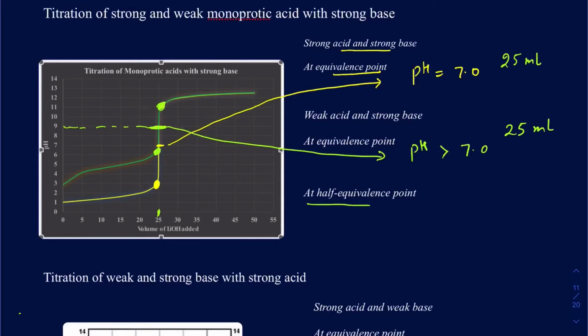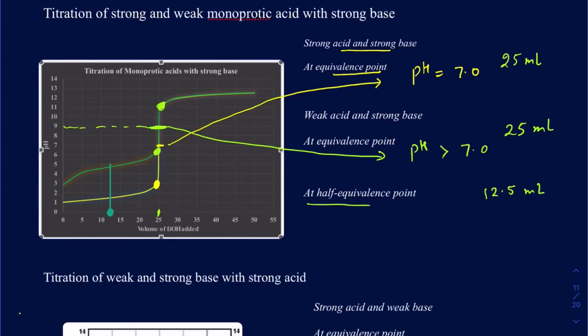To reach half equivalence point, I would need 12.5 milliliters. So I'm going to go down here and make a mark where it's going to be 12.5. It's going to be somewhere down there, and then I can probably draw a line going up here. Okay, and it's not that important. You don't really retrieve important information at half equivalence point when you're dealing with strong acid, strong base, but you do get a big chunk of information when you're dealing with the weak acid and strong base, and even a weak base and strong acid.